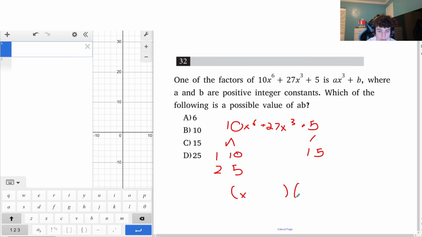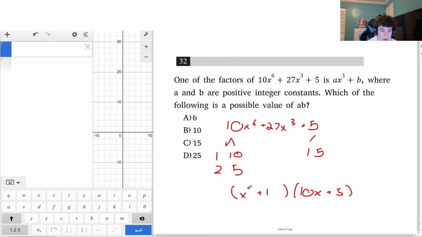I really could just try to guess and check. I could do 10x and make this plus 1, and then make this plus 5, and see what this gives me. This will give me 10x, and we should actually make this x cubed, that way this will be to the 6. So we would get 10x to the 6 plus 5x cubed plus 10x cubed plus 5. And then we would see that that would not give us the 27 that we wanted, so that wouldn't be it.